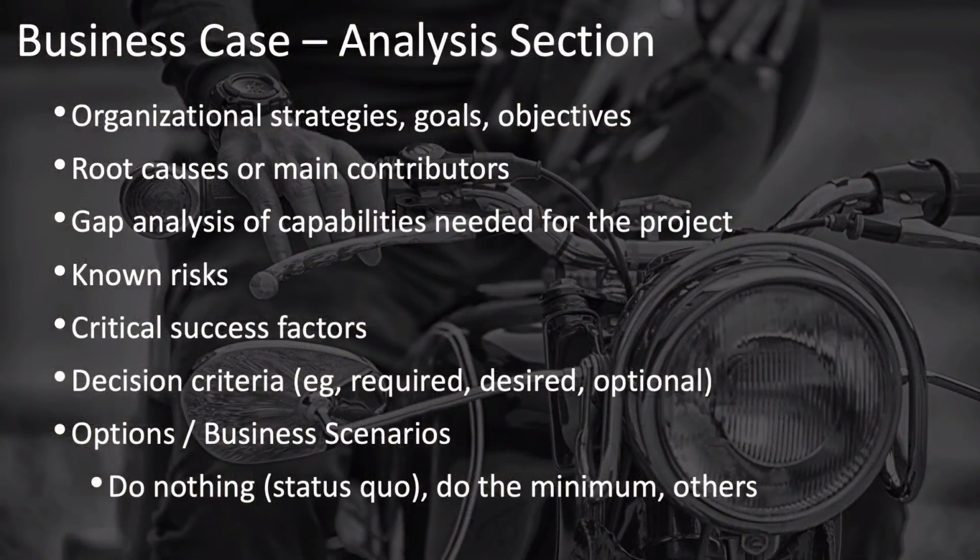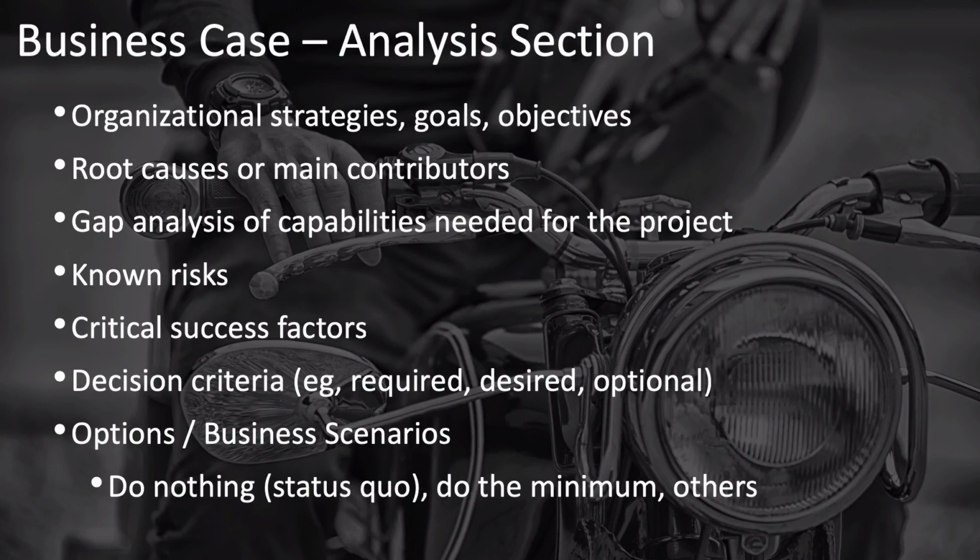Next comes the analysis section of the business case document. This should include a description of the organizational strategies, goals, and objectives. It should identify the root causes or main contributors. It may also include a gap analysis of the capabilities needed for the project. In other words, it needs to identify what capabilities need to be added in order for this project to be successful. It should identify some of the known risks.